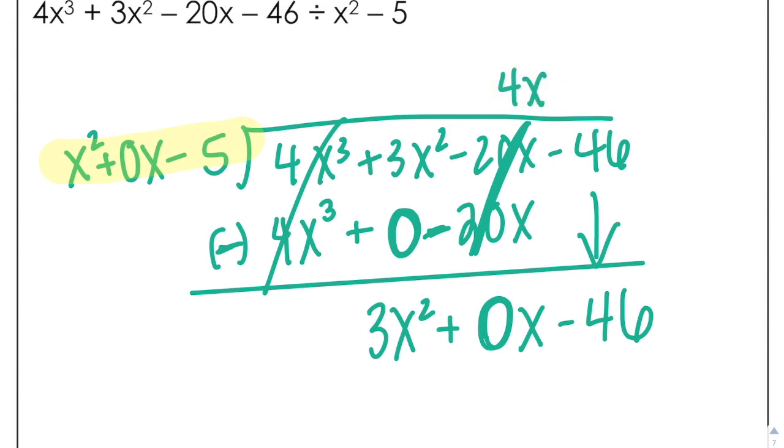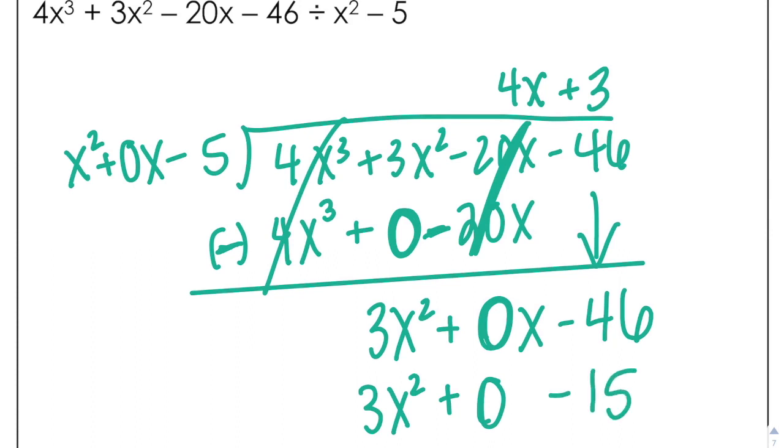So how many times does x squared go into 3x squared? Well, 3x squared divided by x squared is just 3. Which means that 3 needs to line up above the 46. No variable, no variable. I'm going to multiply and come back around. So 3 times x squared plus 0x minus 5 becomes 3x squared. There's nothing there, so 0 minus 15. I'm going to subtract.